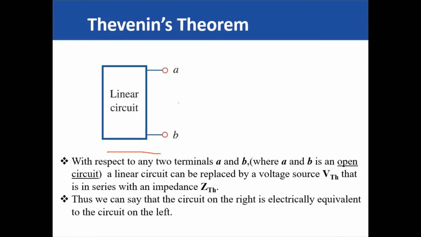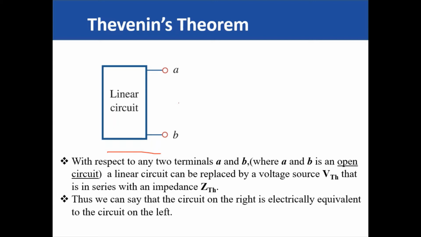So this can be a circuit containing a single source, a circuit that only has one loop, or a circuit that has several loops and several sources. And from that circuit, let's say there are two terminals coming out of that linear circuit.